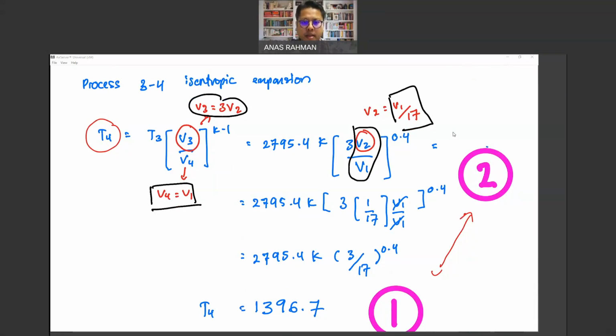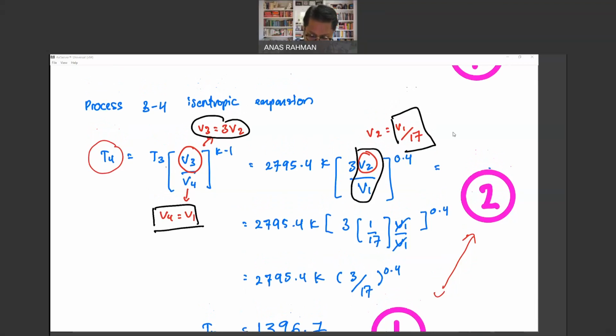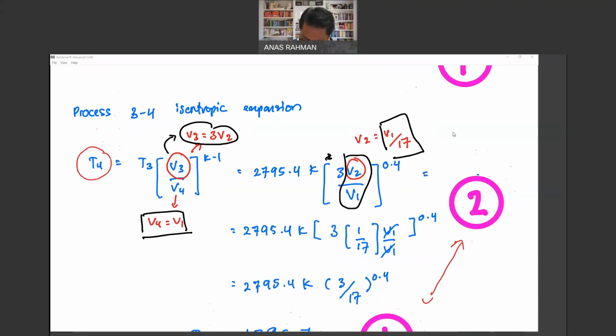on the diagram. So I repeat, V3 here is based on the cut-off ratio. So V3 equals 3V2. And we know that V4 equals V1. So if you put this simplification in the equation, you'll get 3V2 divided by V1 over here. And when you simplify again, you'll get 3 multiplied by 1 over 17, because V2 divided by V1 equals 1 over 17.